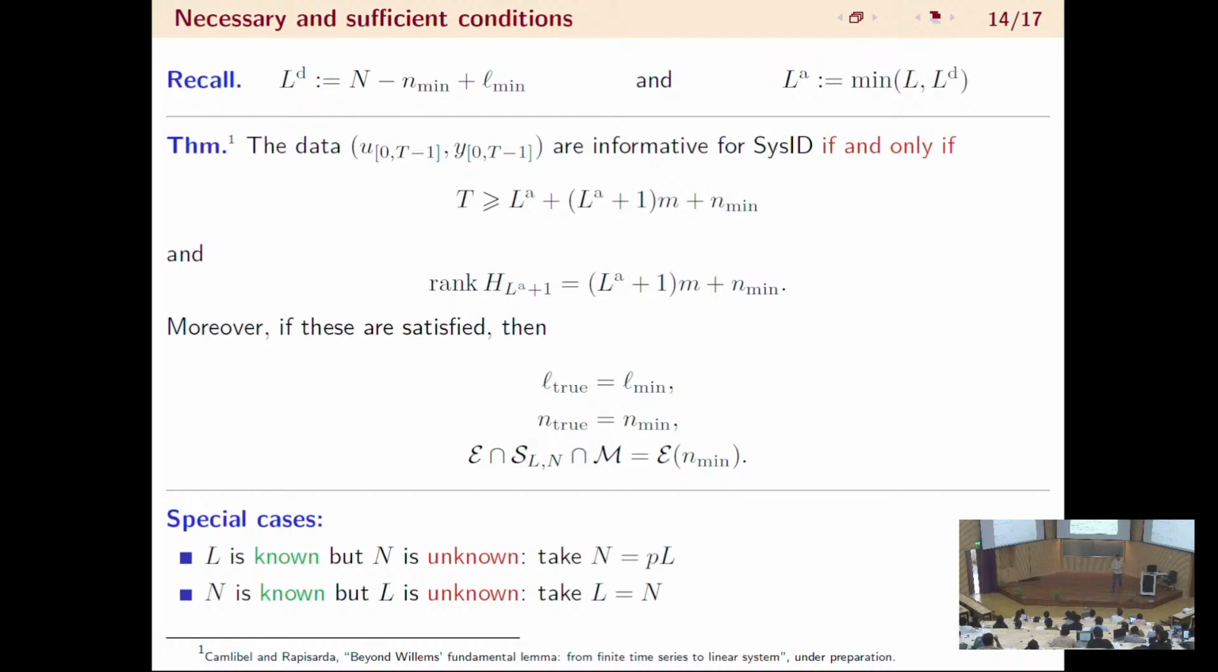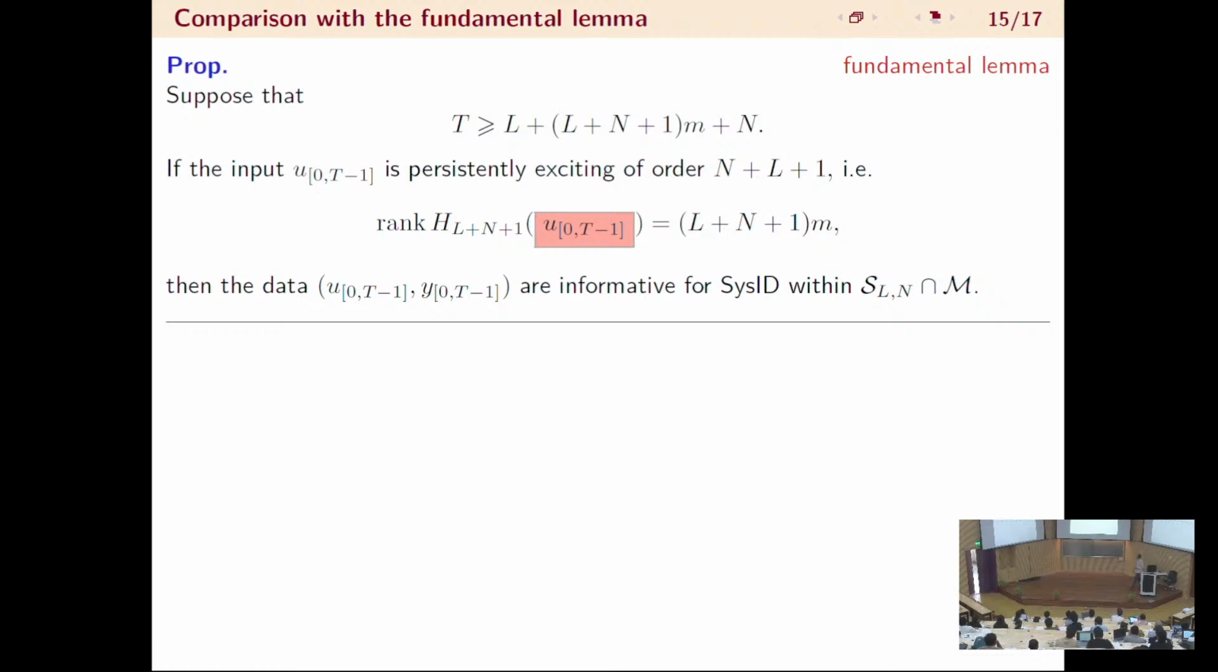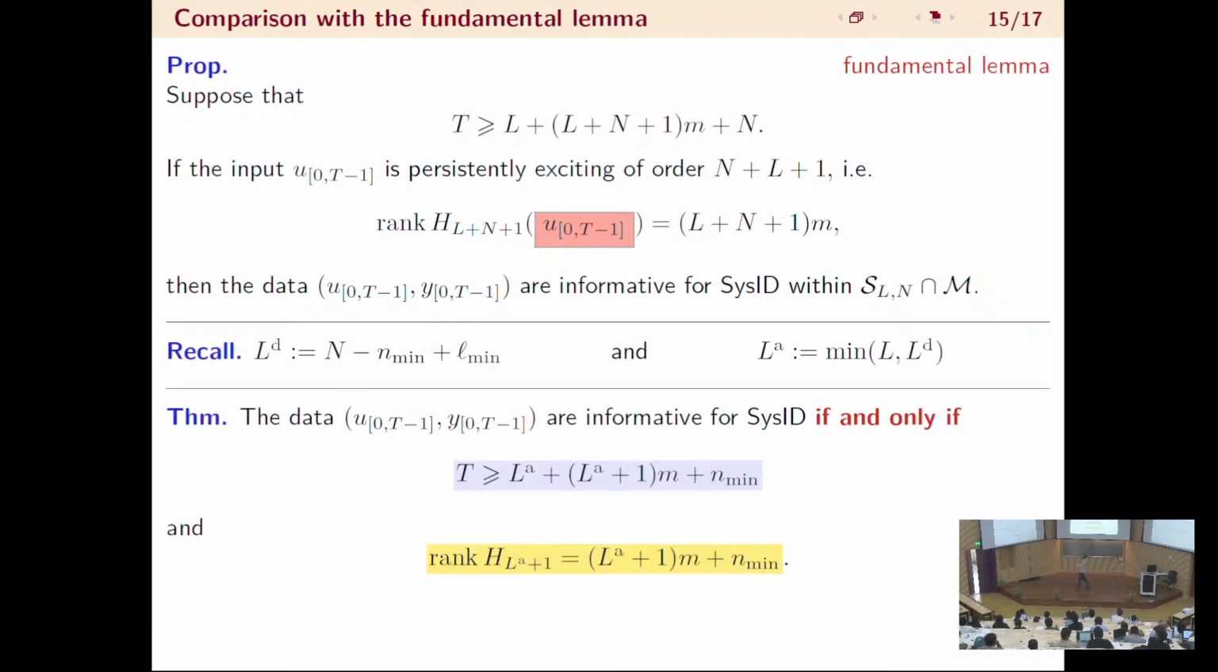I'm almost finished, as you see. And now, let's compare it to the fundamental lemma. Look at the minimum number of samples the fundamental lemma requires, and this requires. This LA is always less than or equal to L. It cannot exceed L. There is a capital N term here, and capital N doesn't appear here, and N min is definitely less than or equal to capital N. So it makes quite some improvement in data efficiency.